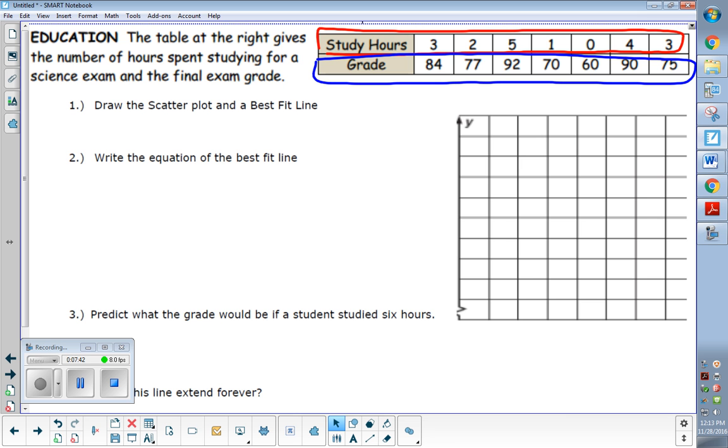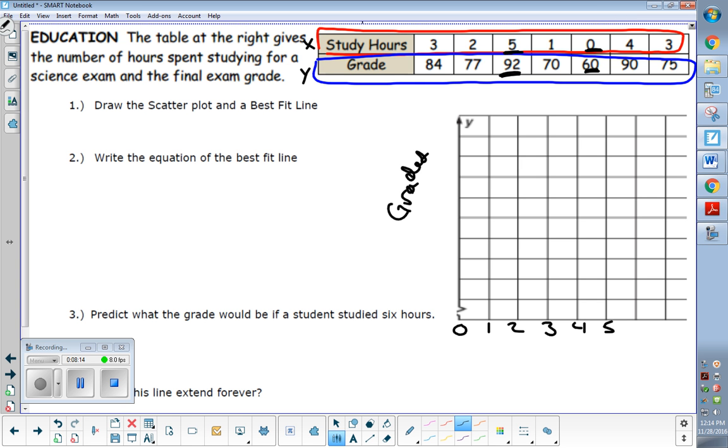So the first thing we got to do is make a scale for this chart. So if we look at this data here, these are our x values, these are our y. Our x values go from 0 as the smallest number to 5 as our biggest. So on our scale, we're going to go 0, 1, 2, 3, 4, 5. We make a good scale. Everything fits, so we're good to go. Then we're going to do our grades. So our grades go from 60 up to 92.